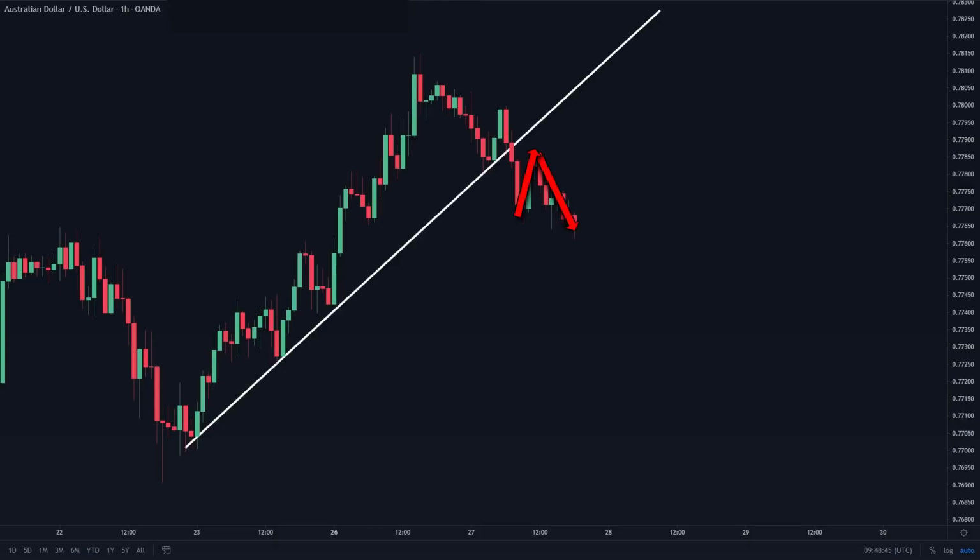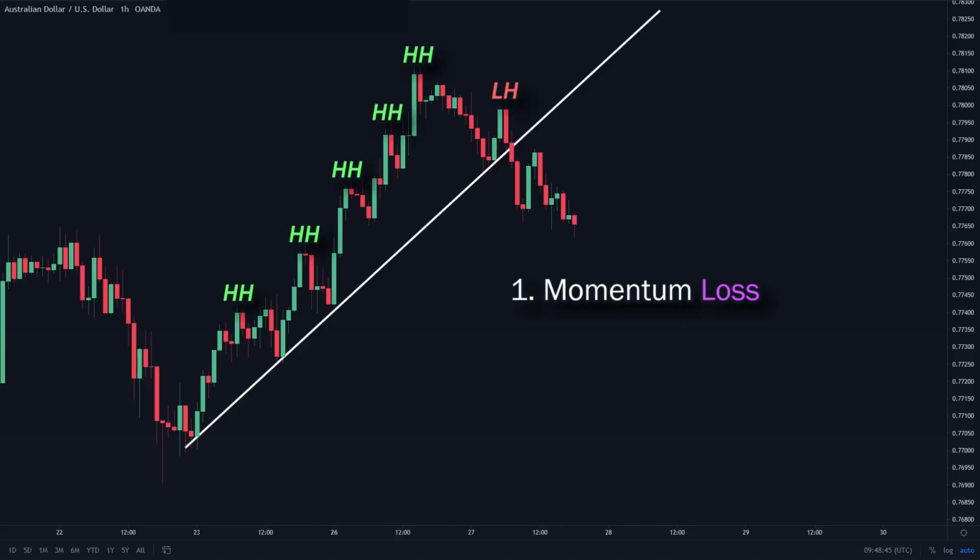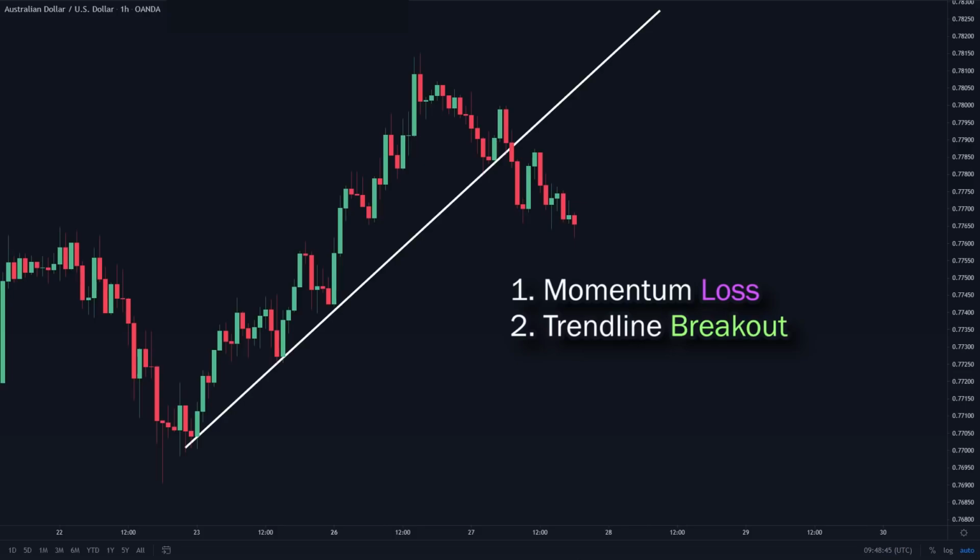Now notice what the price is currently forming. It formed lower highs and lower lows, which means we now have a current downtrend. So let's recap what we have currently. First, we have momentum loss indicated by the price failing to form higher highs. Then, we have a trendline breakout indicating that the uptrend structure was broken. And finally, we have a current downtrend because price is forming lower highs and lower lows. So all these factors combined has confirmed us that the trend has shifted to the downside.